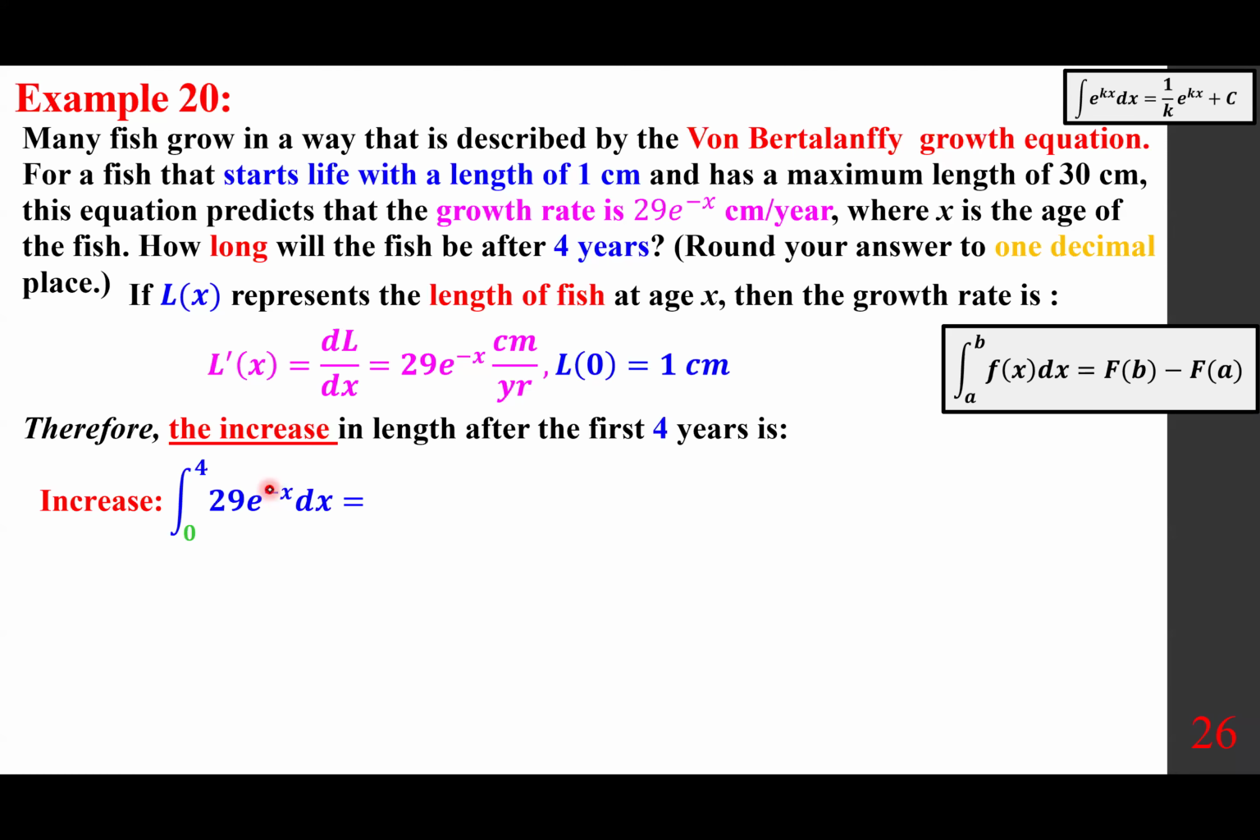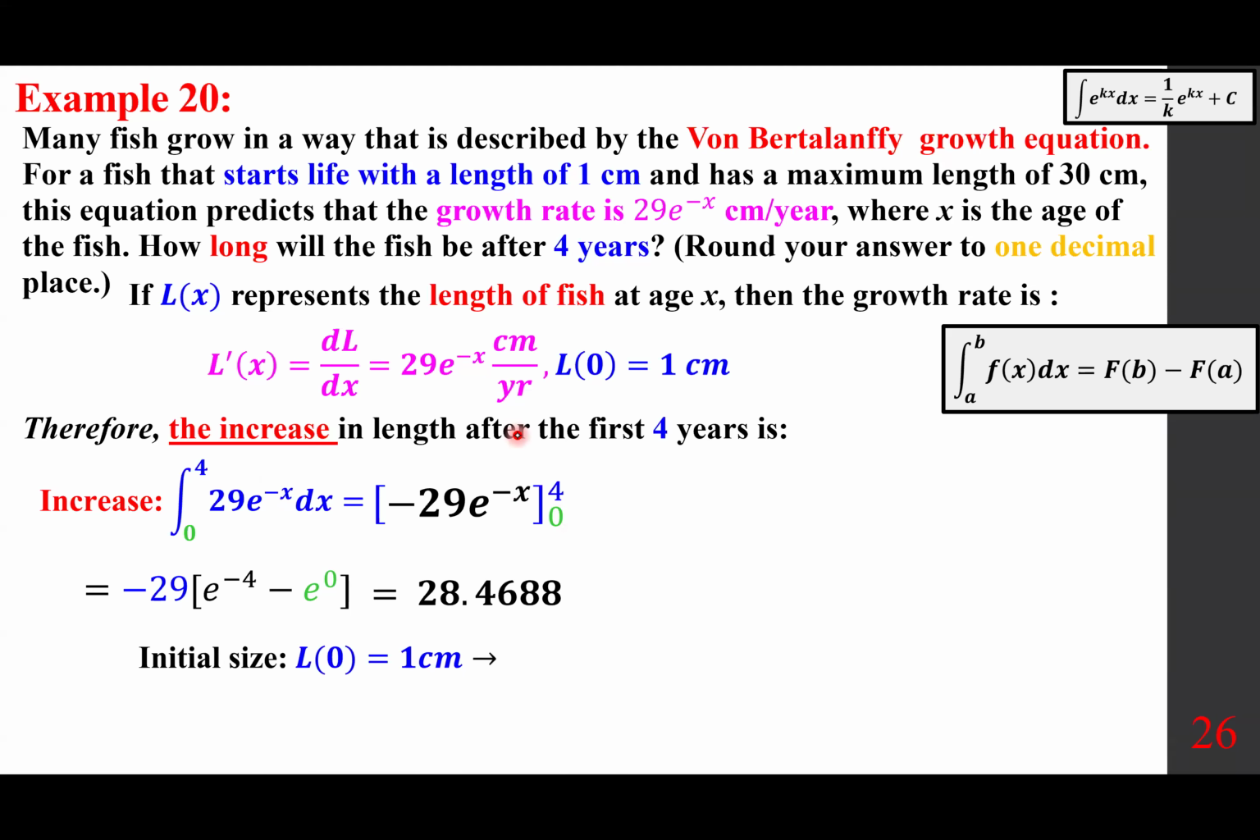This makes it minus. So minus 29 e to the power minus x from 0 to 4, you plug in. You work it out. And that's the amount of increase with the initial value being 1. We're going to add the 1. And because they asked for 1 decimal, the 4 next to the 6 goes up to 5, about 29.5 centimeters.